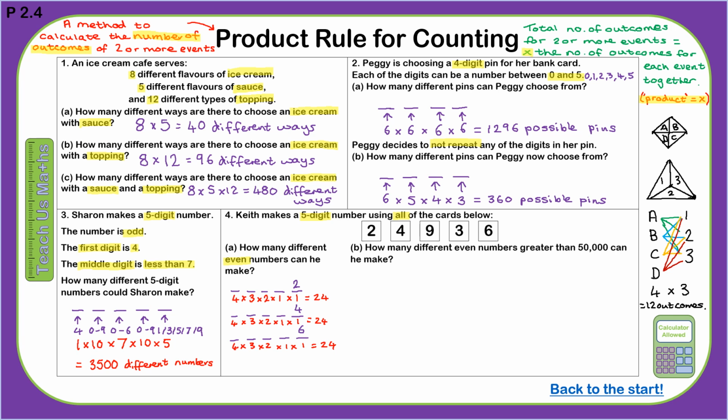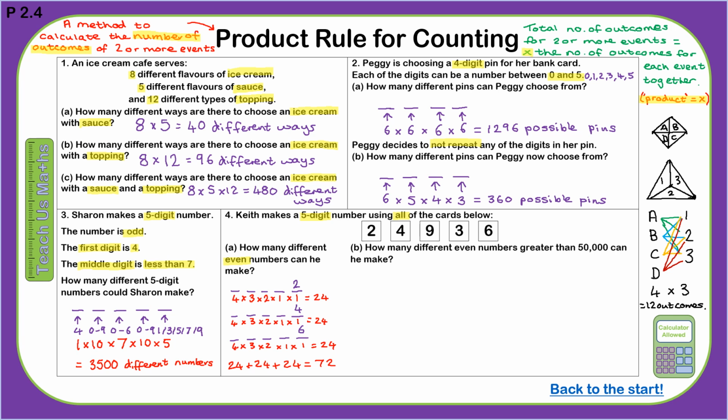So now all we need to do to work out how many different even numbers he can make all together, we simply add the 24s together. So 24 ways to get a number with a 2 at the end, plus 24 ways to get a number with a 4 at the end, plus 24 ways to get a number with a 6 at the end. So 72 possible different even numbers he can make with those 5 cards, using each of the cards once and getting a 5-digit number.